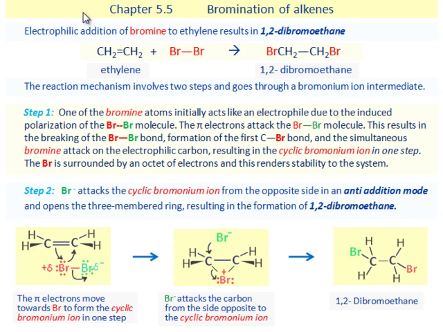In this section, we will deal with a variety of electrophilic addition reactions to alkenes, beginning with the bromination of alkenes. Electrophilic addition of bromine to ethylene results in 1,2-dibromoethane.